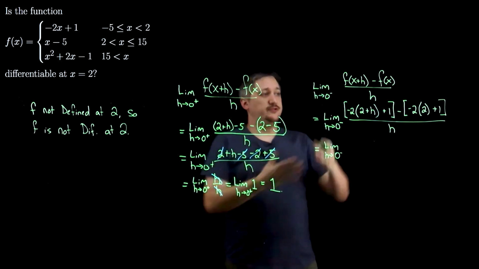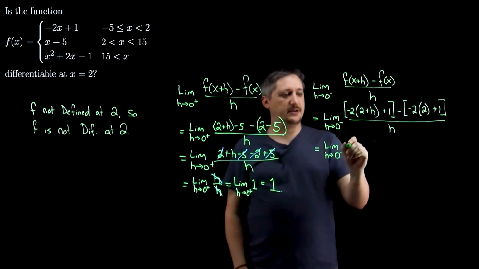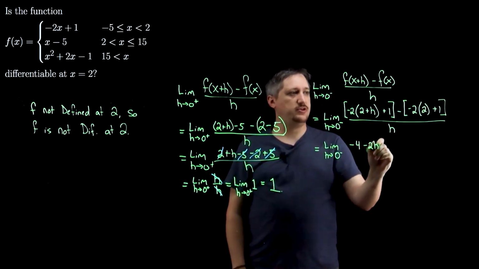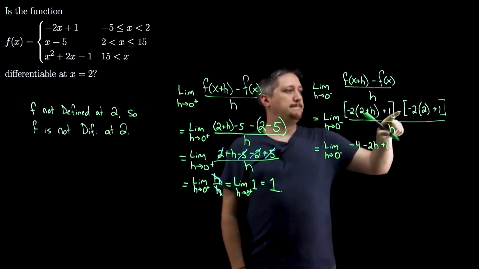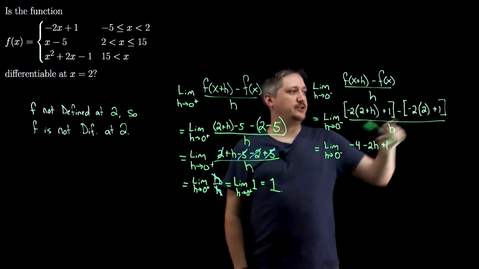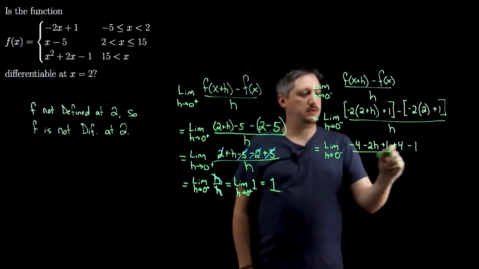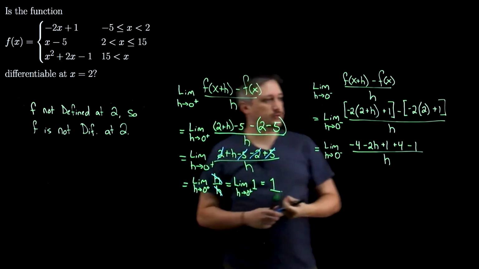So now I'm going to distribute everything out and try to simplify as much as I can. So I'm going to get minus 4 minus 2h plus 1. So that was expanding the minus 2. Minus 2 times 2, so that's going to be plus 4 minus 1, all over h. And now again, I can go through and cancel.